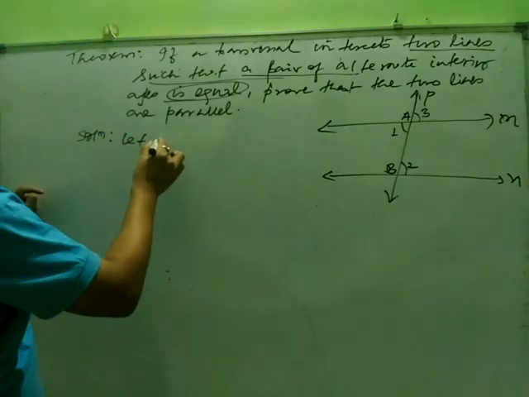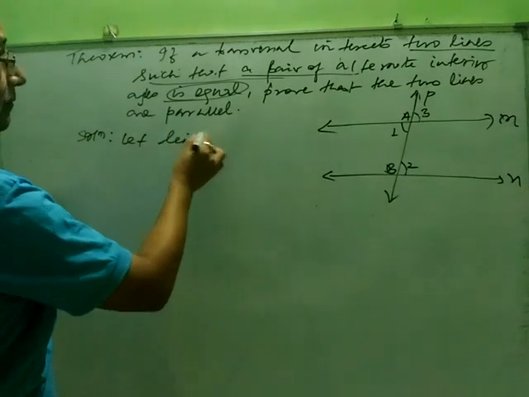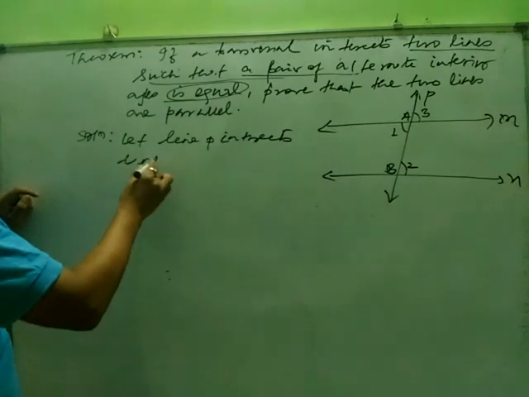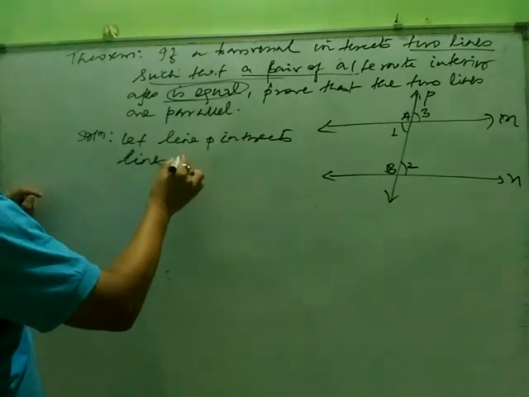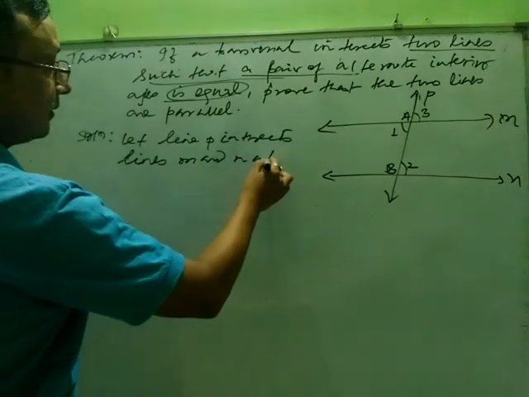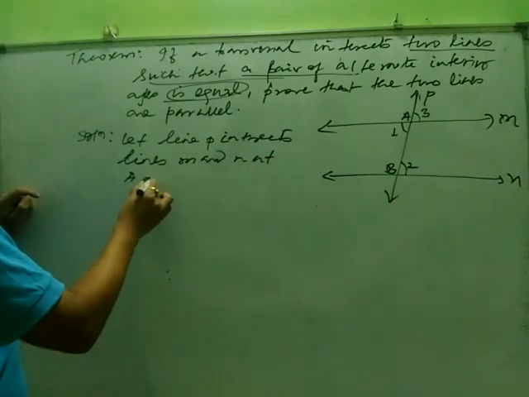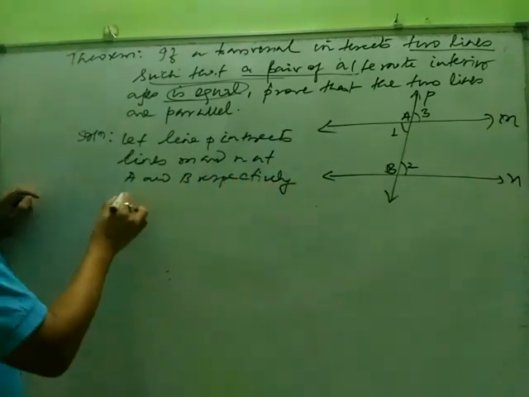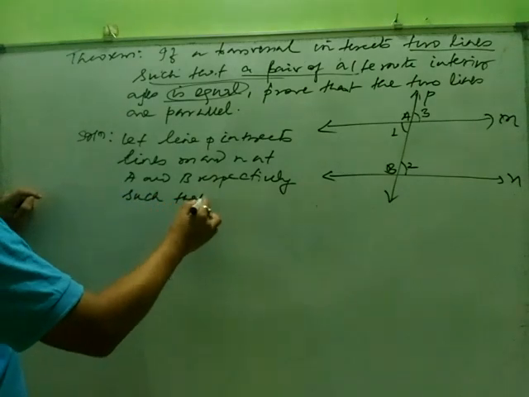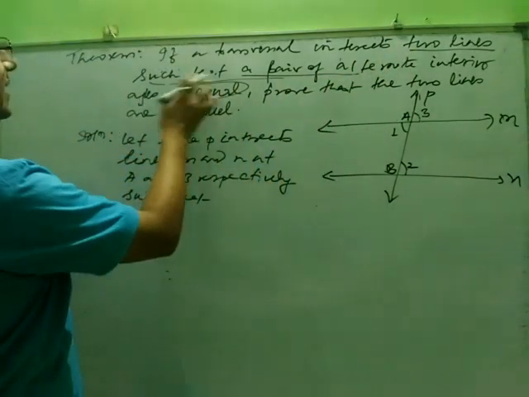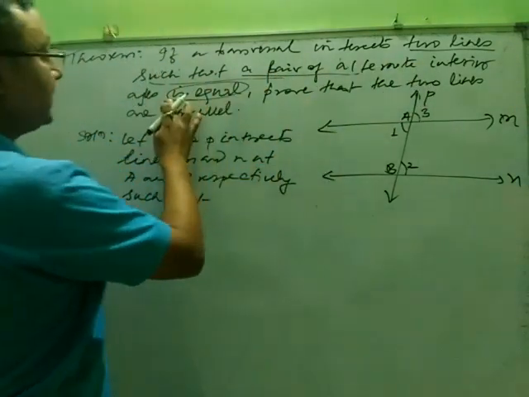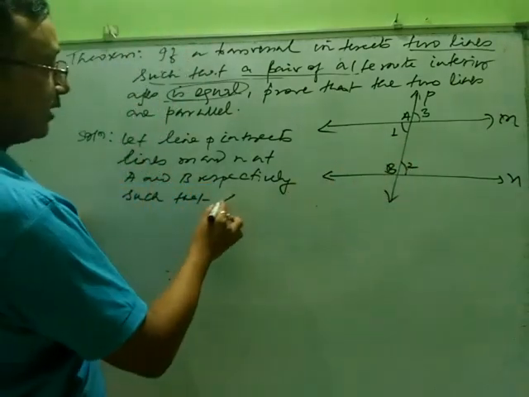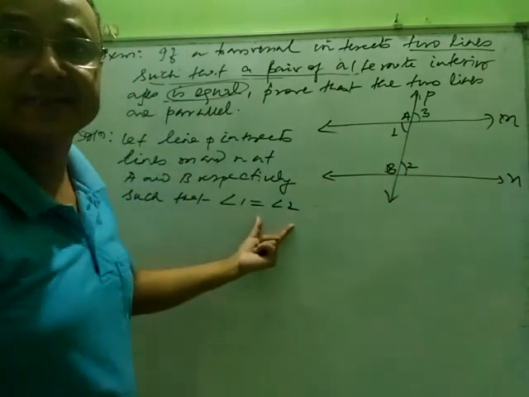Let line B intersect lines M and N at A and B respectively, such that a pair of alternate interior angles is equal. So this is a pair of alternate interior angles, such that angle 1 equals angle 2. This one is given.